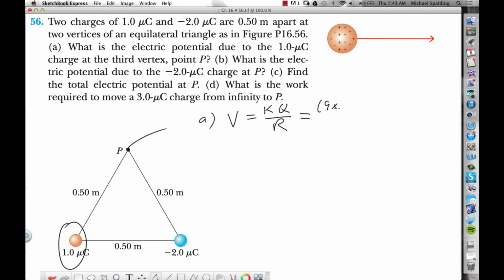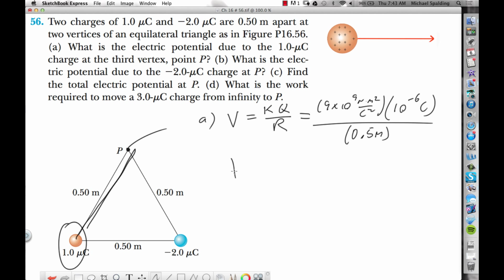So this is going to be 9 times 10 to the 9th newton meter squared over coulomb squared. Q, make sure you put it in coulombs, 10 to the negative 6 coulomb. And then R is this distance right here, 0.5 meters. So this gives us positive 18,000 volts, which is joules per coulomb.